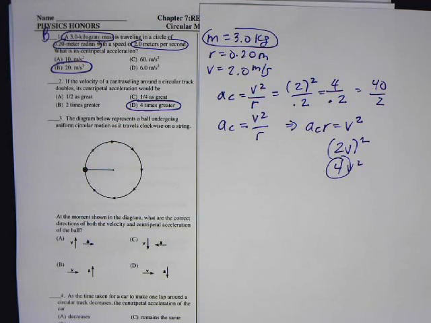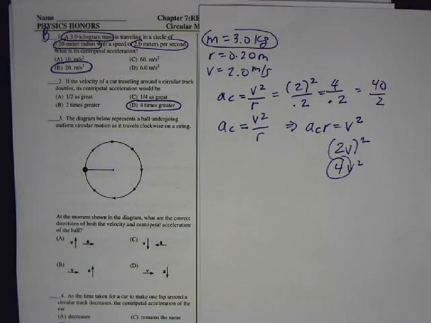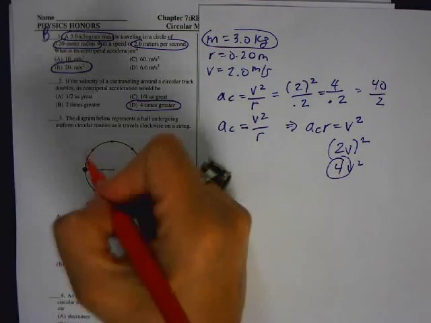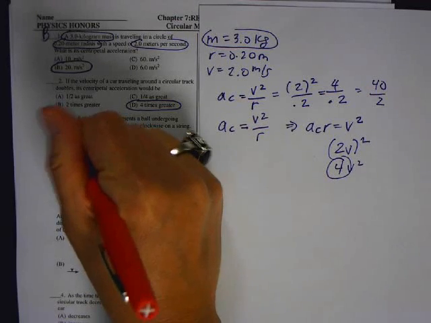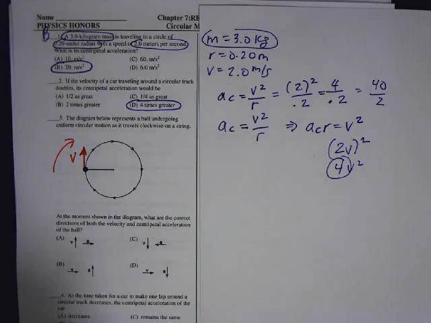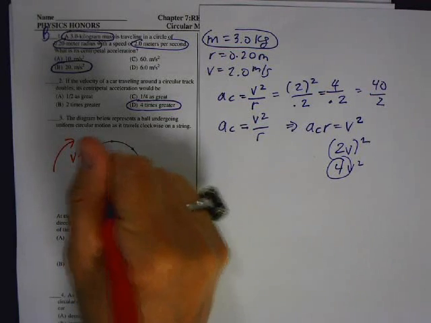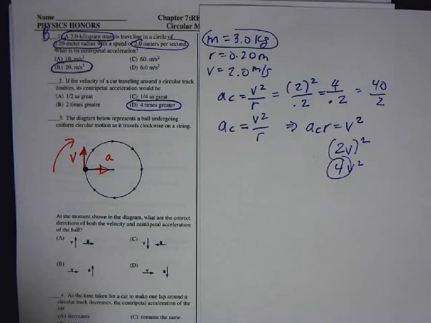Number 3, the diagram below represents a ball undergoing uniform circular motion as it travels clockwise. So this is important, and they actually show the arrows that it's going this way. At the moment shown in the diagram, what are the correct directions of both the velocity and the centripetal acceleration of the ball? So the velocity always acts perpendicular. So here's my velocity. And then the acceleration always acts towards the center, so my acceleration is going to go this way.